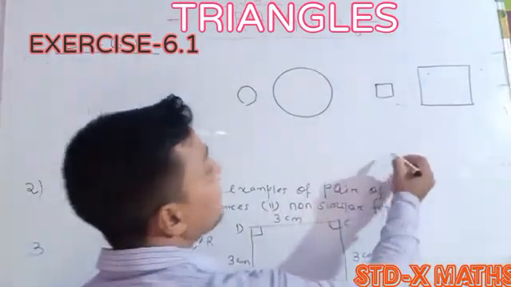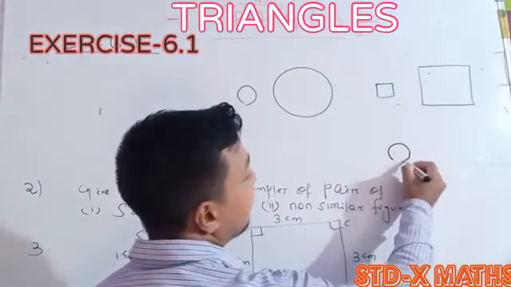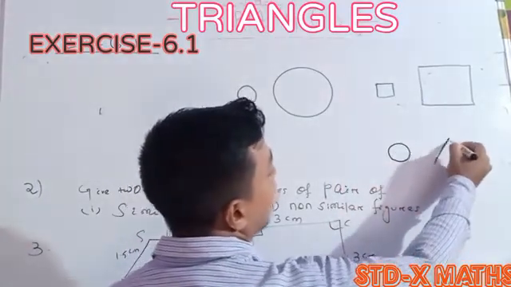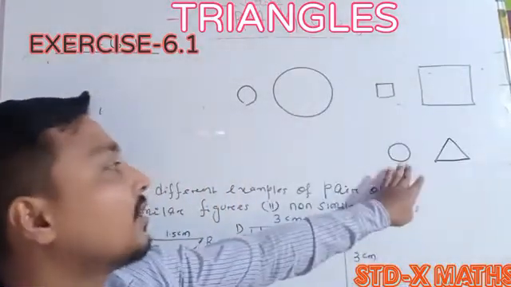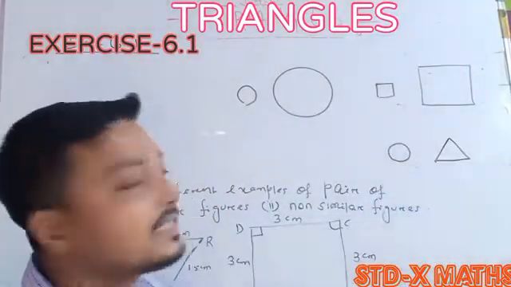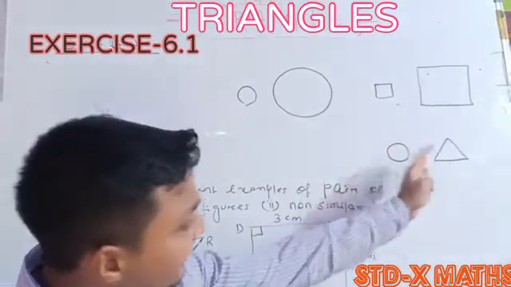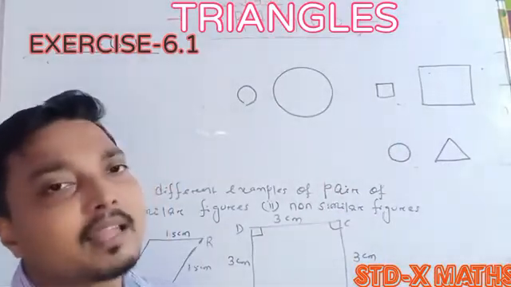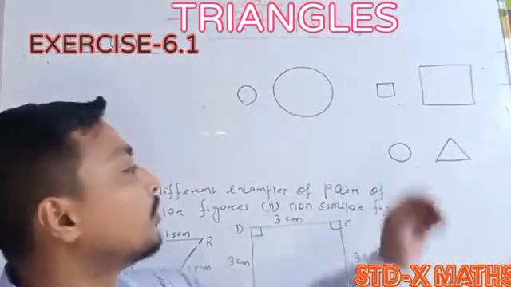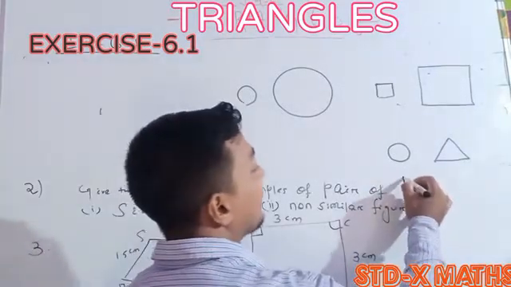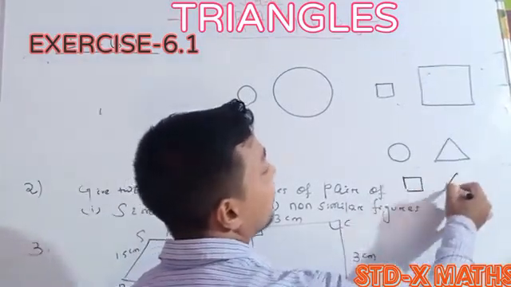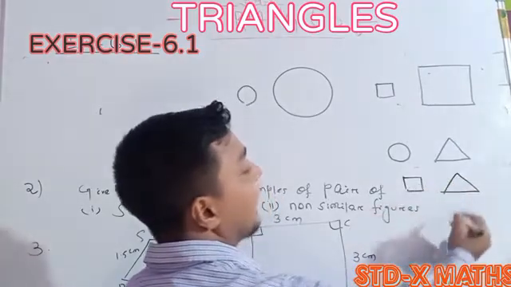Then it is given that give two different examples of a pair of non-similar figures. See, non-similar figures: this one is a circle, this one is a triangle. Can I call both the figures similar? As both of them have different shapes, we cannot call them similar; both figures are non-similar figures. Otherwise, this is another example: a square and a triangle.